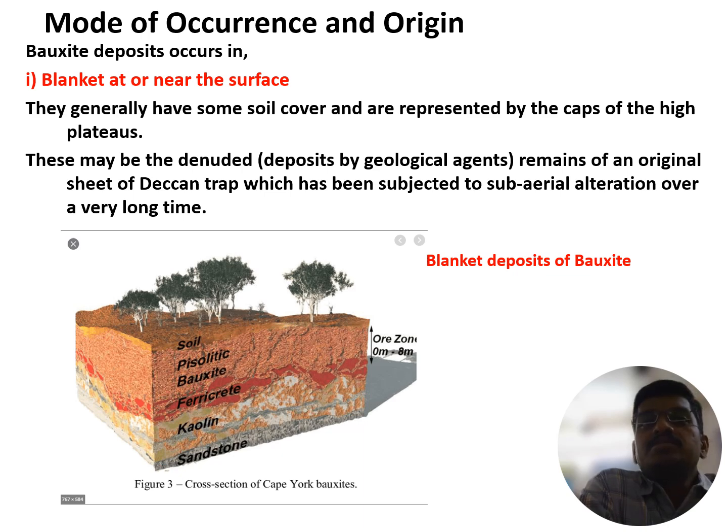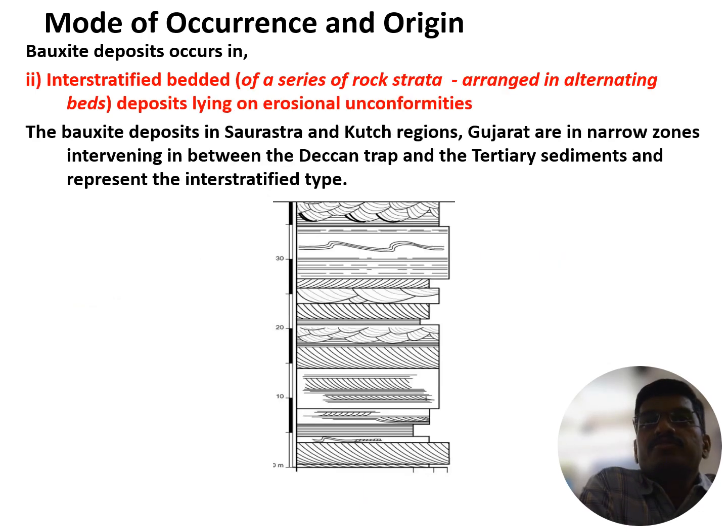Here the skeleton is given. The top portion has the soil, and next are pisolitic bauxite, ferricrete, kaolin and sandstone. This is a cross section of the Cape York bauxites. It is an example of the blanket deposits of bauxite.